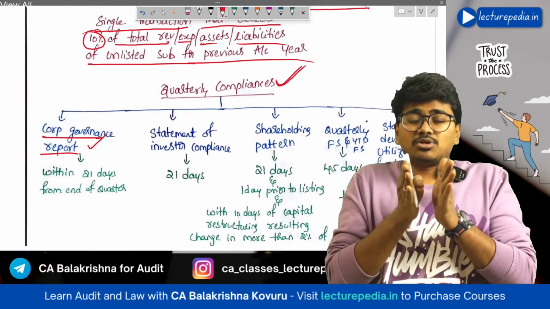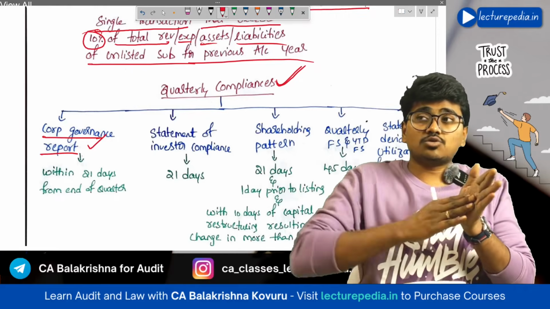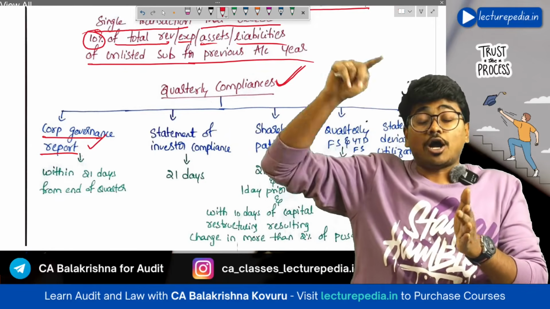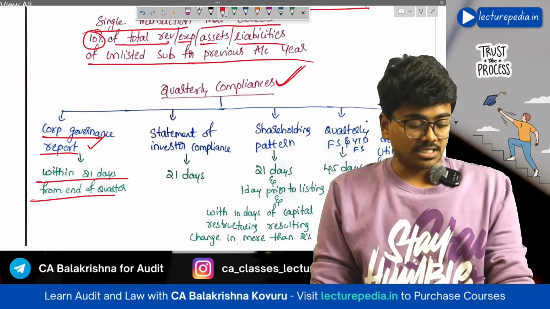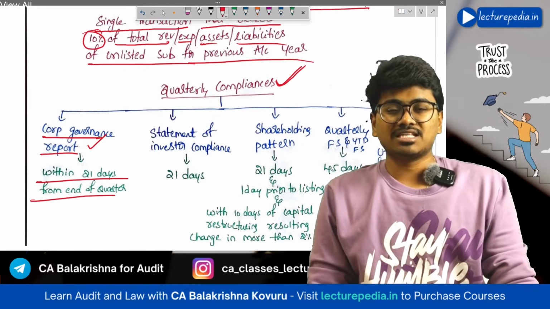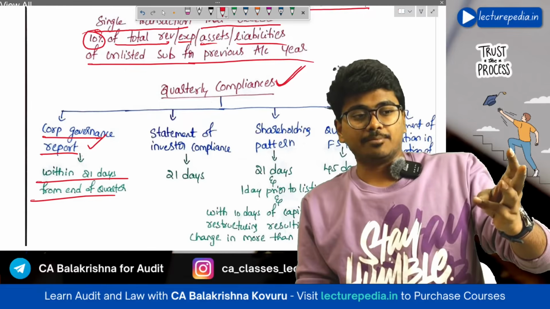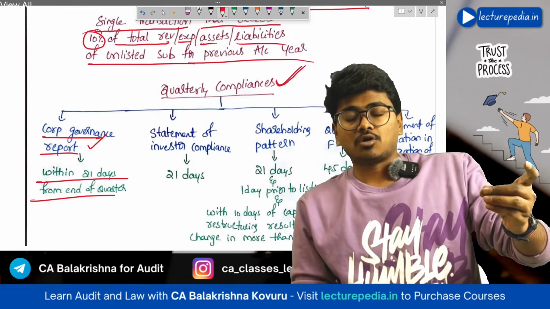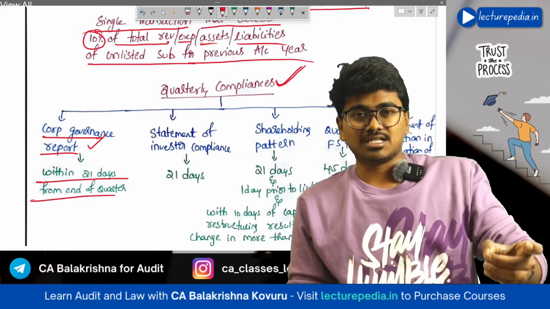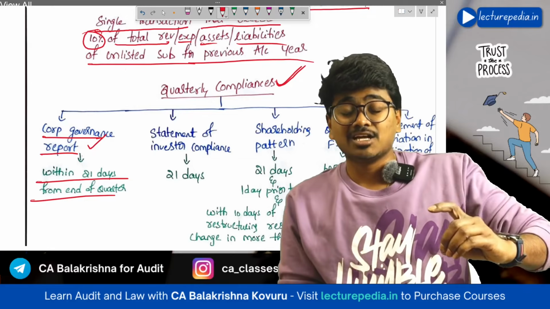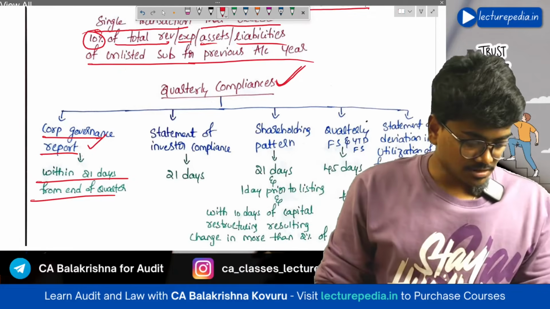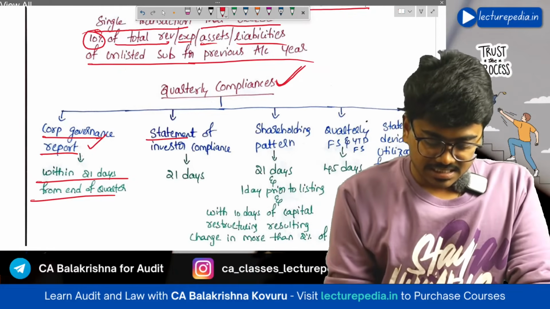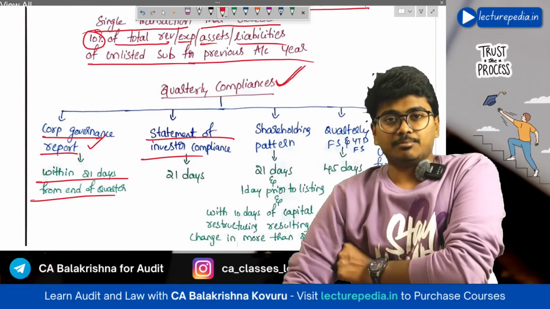All these compliances with respect to the LODR regulations will be present in this corporate governance report, and this report has to be submitted by the listed entity to the stock exchange on a quarterly basis within 21 days from the end of the quarter. Quarter means every 3 months, for example April to June. The corporate governance report of these 3 months has to be submitted within 21 days from the end of the quarter.